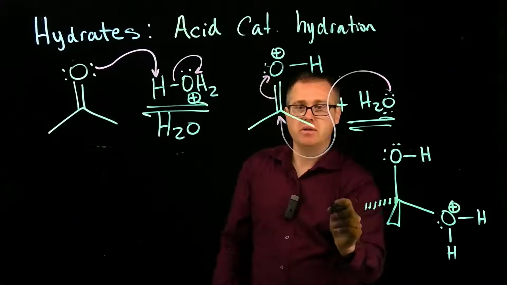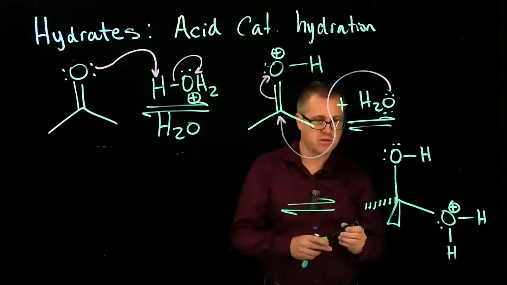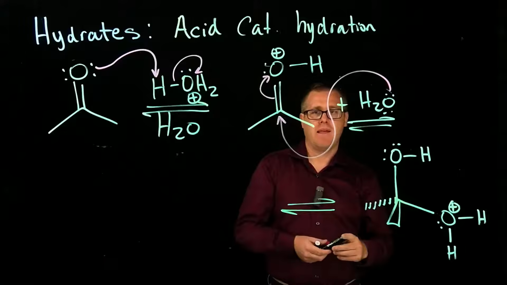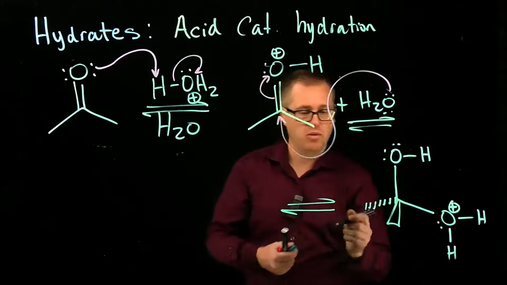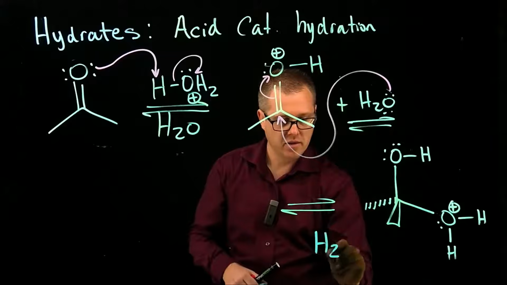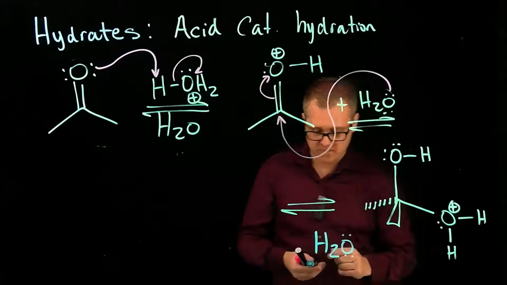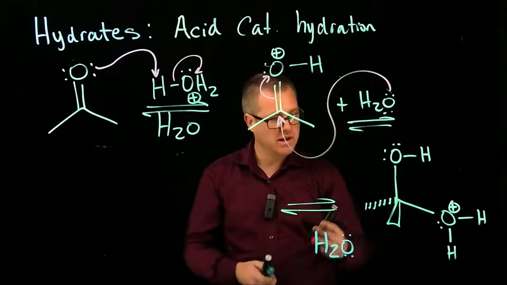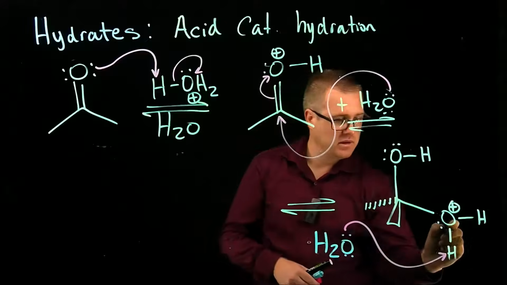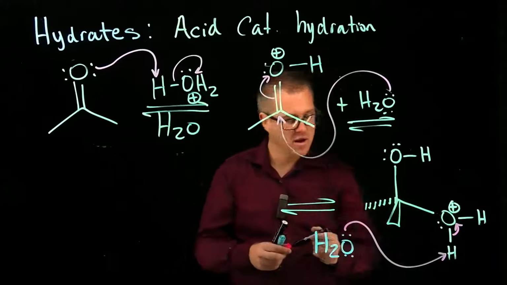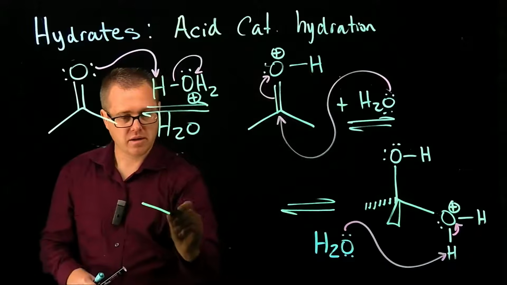So what we have to do is another proton transfer. And we have a lot of water floating around. So that water right here, water's acidic and it's also basic. So that water is going to come in and grab that proton. That will dump the electrons on that oxygen. And then that gives us our product.